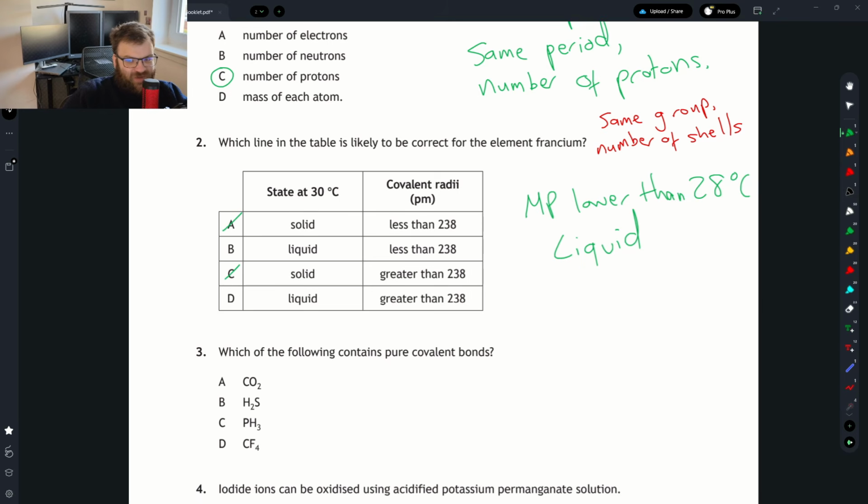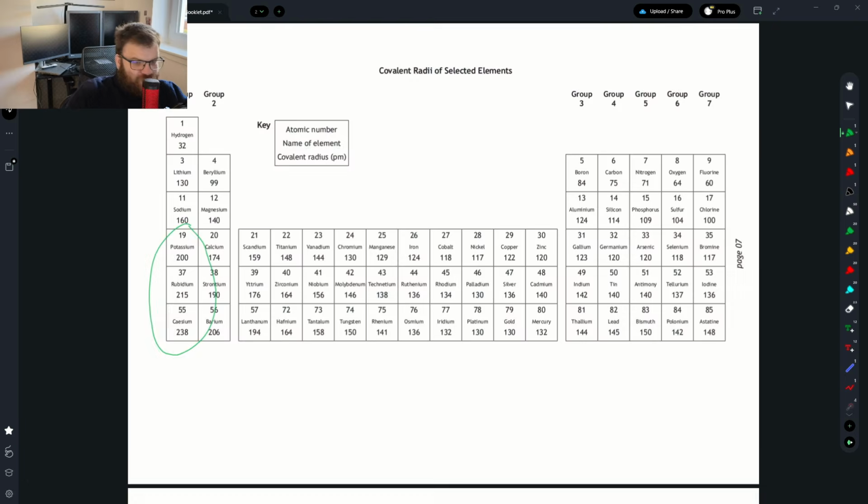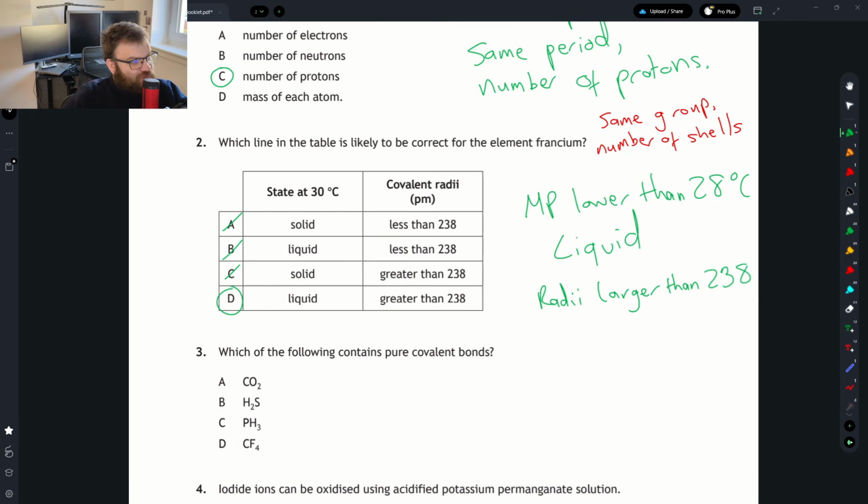Covalent radii, again go back to the data booklet. Covalent radii is increasing as you go down group 1, therefore it's likely to be greater than 238. And that brings us to an answer of D. So the data booklet is a big help for that one.